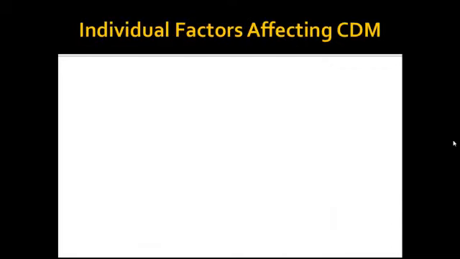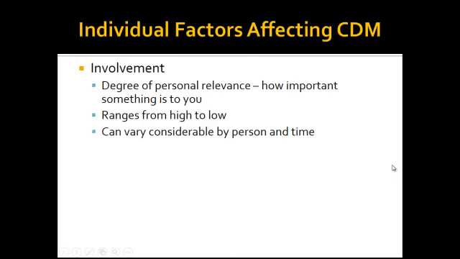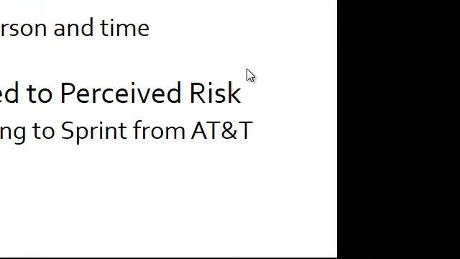Before we move on to need recognition, there's a couple of factors that play a big role in how consumers make decisions. And the first one is involvement. So involvement, as we've learned before, is just a degree of how important something is, personal relevance. Involvement can range from extreme, something we're obsessed with, to something that we don't really care at all about. And it varies by person, and within anybody, it varies over different times.